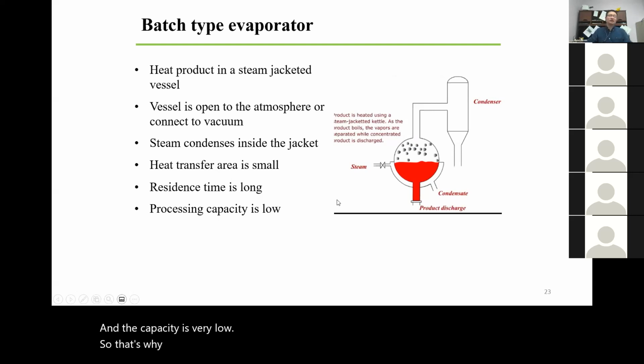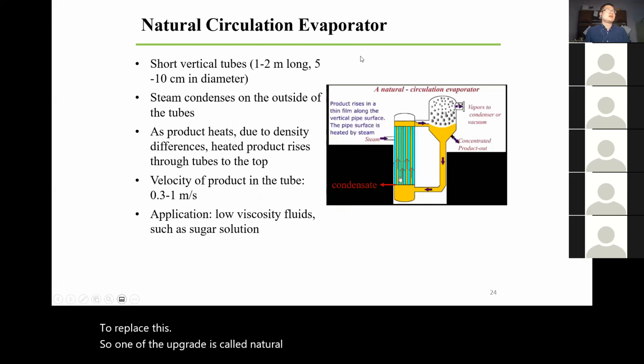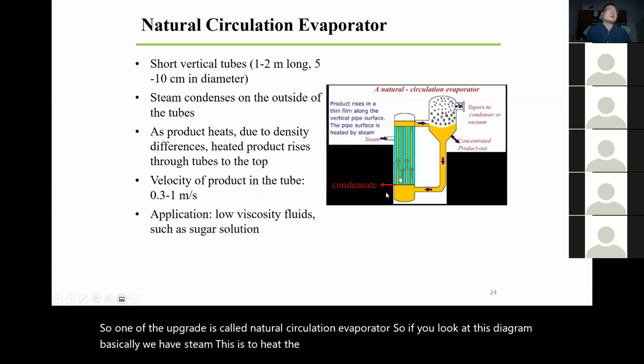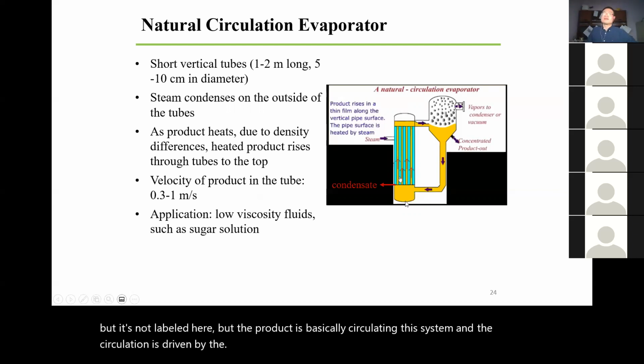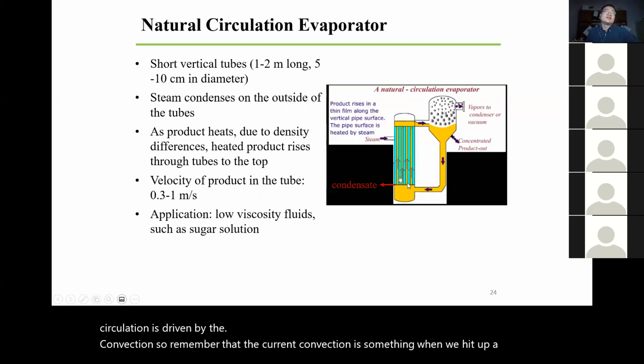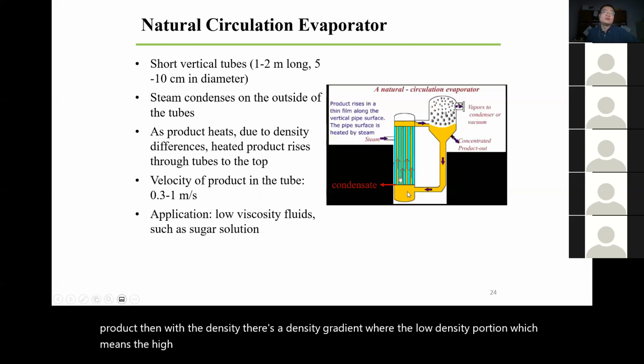So that's why in the industry, we use much more advanced evaporators to replace this. One of the upgrades is called a natural circulation evaporator. If you look at this diagram, basically we have steam. This is to heat the product, and there's a feeding inlet, but it's not labeled here. The product is basically circulating in this system, and the circulation is driven by convection. Remember that when we heat up a food product, there's a density gradient where the low density portion, which means the high temperature part, will rise, and the low temperature portion will drop. So that will naturally form a circulation.